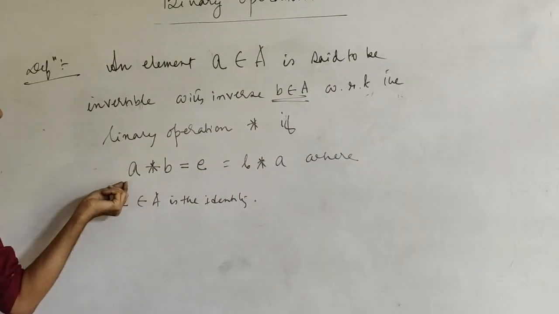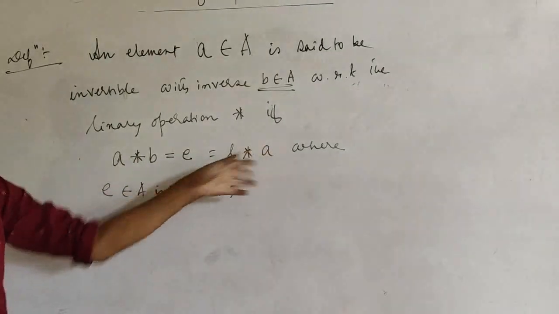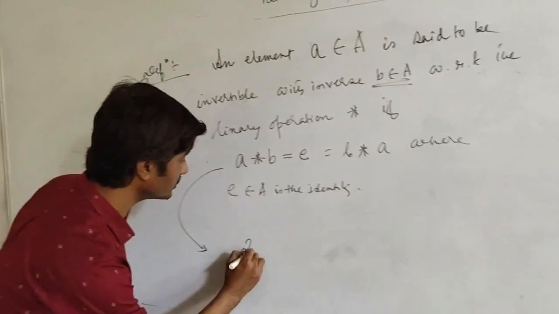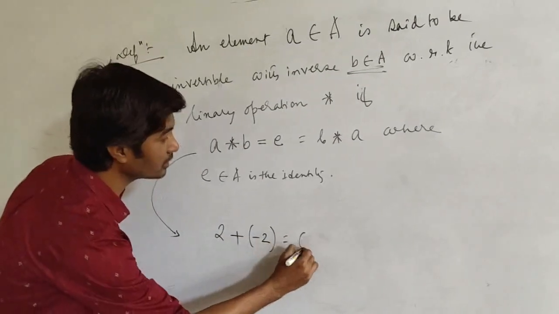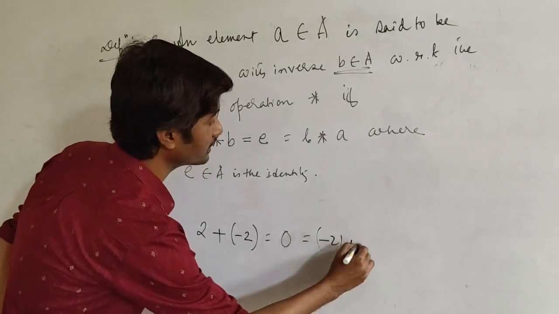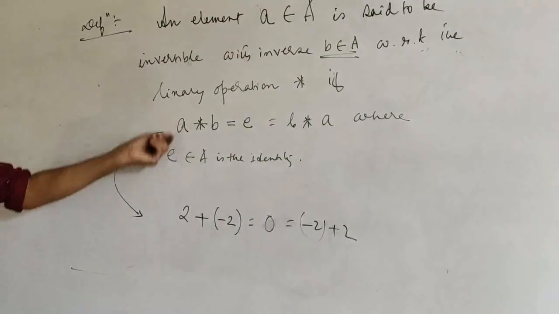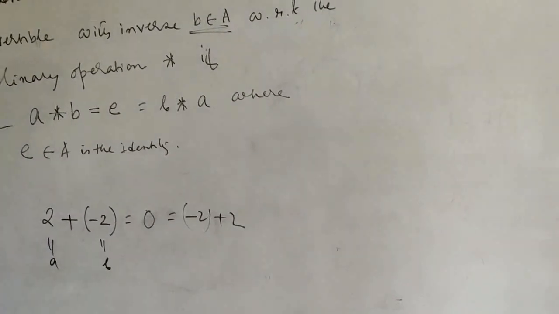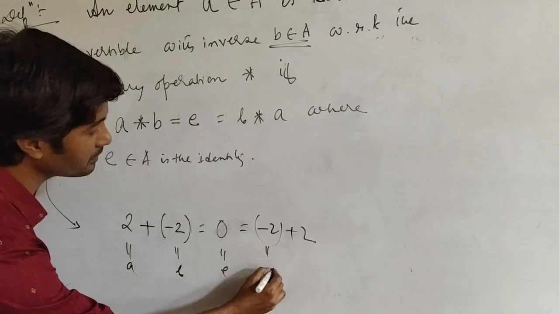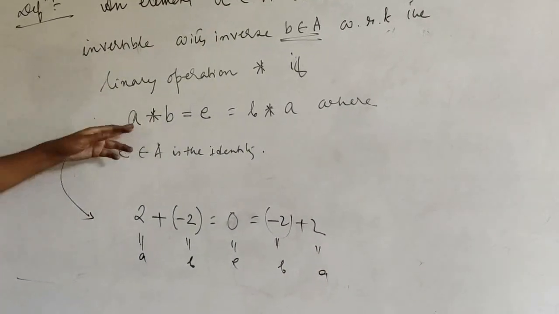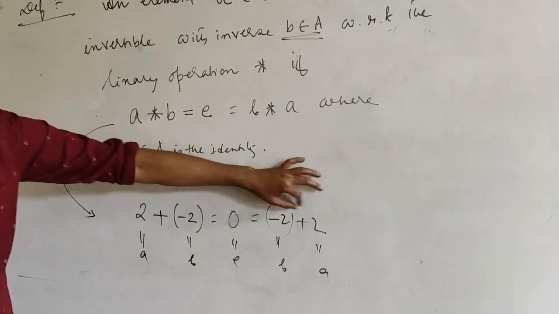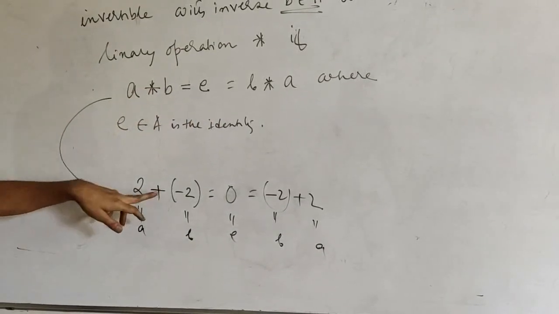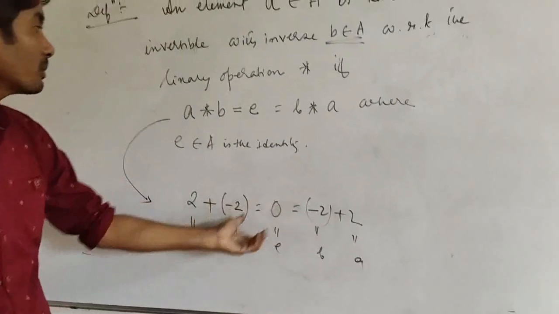If this is satisfied, you see A star B equal to E equal to B star A, where E is the identity. Now I want to compare this result with our known result, which is 2 plus minus 2 is equal to 0 is equal to minus 2 plus 2. See here, if I compare these two statements, this is your A, this one is B, this is the identity, this is again B, and this one is E. That is, this is already satisfied by this 2 plus minus 2 equal to 0 equal to minus 2 plus 2. So why we call this minus 2 as the inverse of 2 with respect to addition. So this is a simple example to compare with this definition.